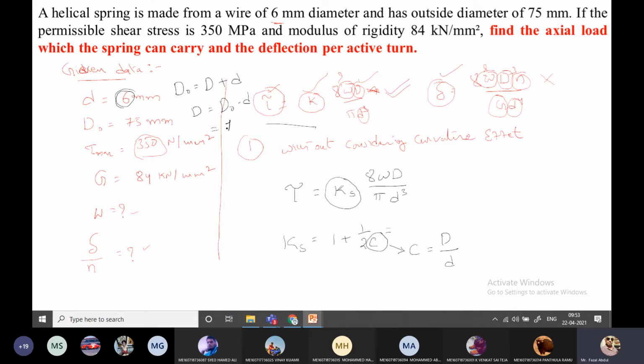D naught, how much is given? 75 mm. Small d is given as 6 mm. So 75 minus 6 is 69 mm. So substitute here, 69 by 6. Please tell me the answer. Spring index 69 by 6 is 11.5.